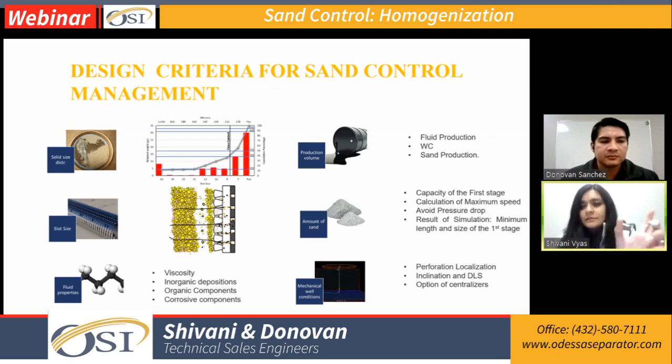So that gives us the basis of, okay, this is the distribution of my sand particle size, but this is not an immediate decision that this is going to be the slot size. It definitely gives us an idea that there is an optimal range of the slot size that we're going to select. But what comes into consideration is the water cut.